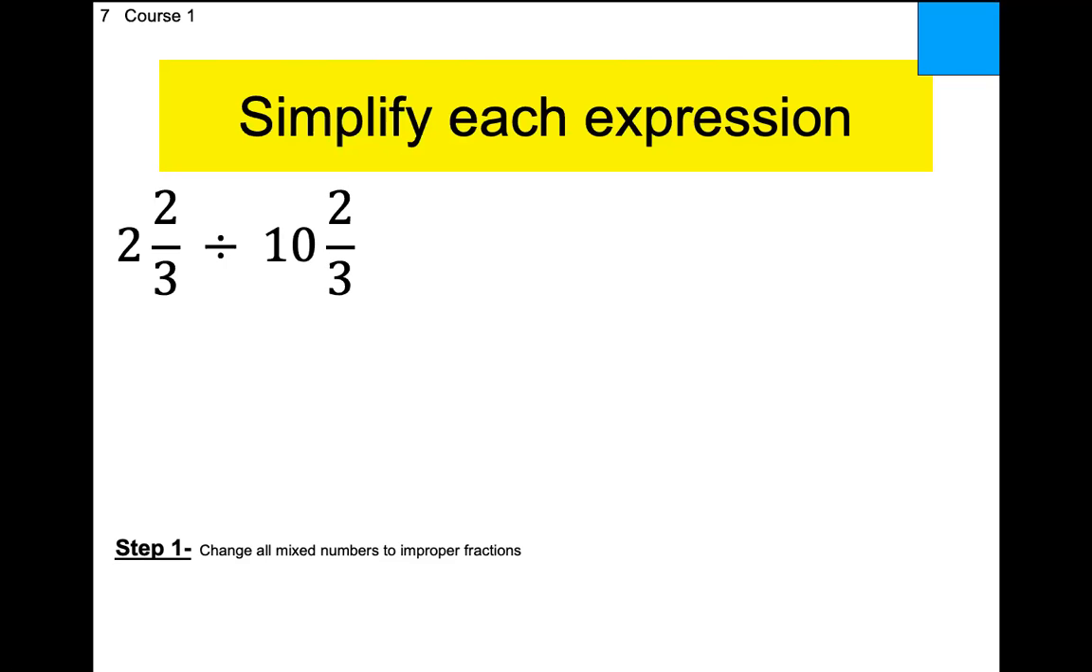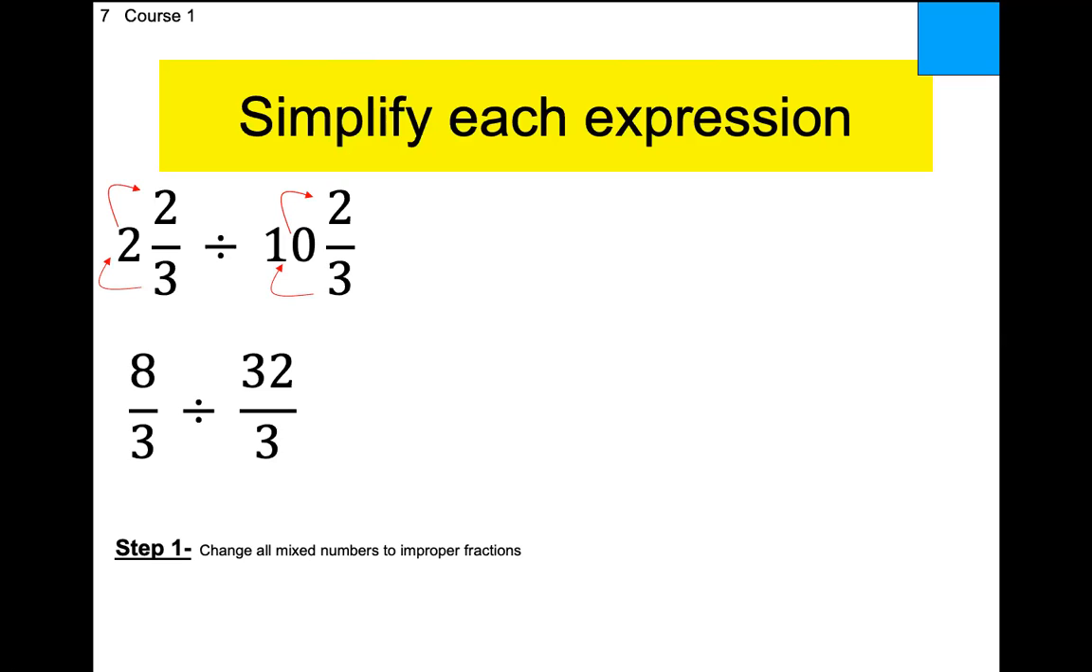All right, here we go. 3 times 2 is 6. 6 plus 2 is 8. 8 over 3. 3 times 10 is 30, plus 2 is 32 over 3. There's my two numbers. Now, you really want to do some cross reduction. Nothing cross reduces here, but you really are tempted to do that. Don't do that. The very next step after this is copy, dot, flip.